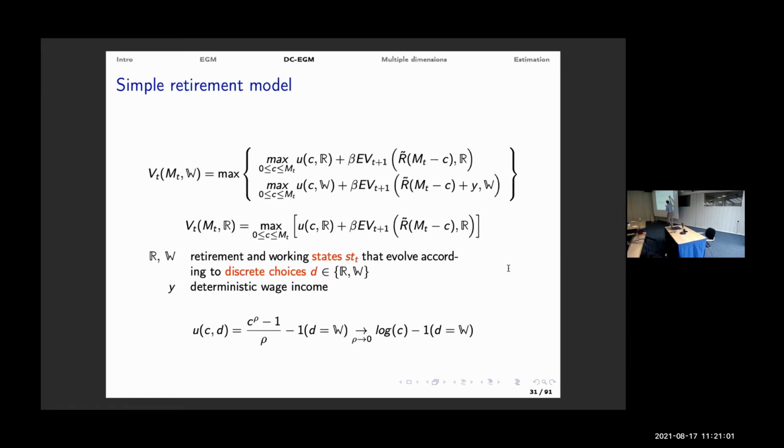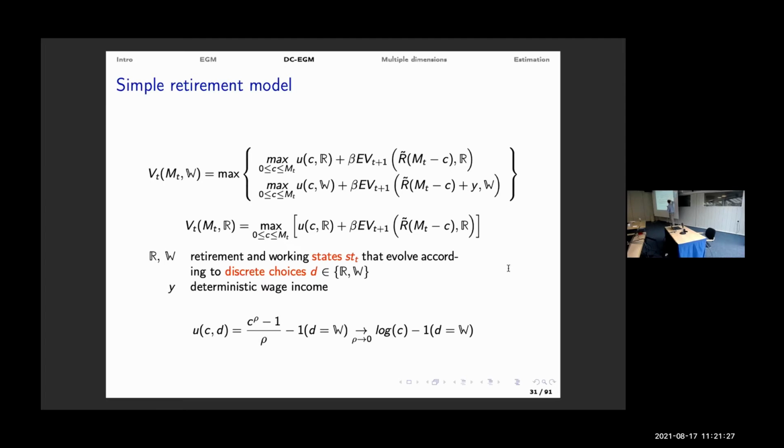So the first choice on the top is to consume optimally and also retire. And so in the next period, you become retired. The second option, the discrete option, is to consume optimally, but continue working. And then you get the wage. And in here also, I assume that the wage is paid in the next period, but that's a technical assumption.